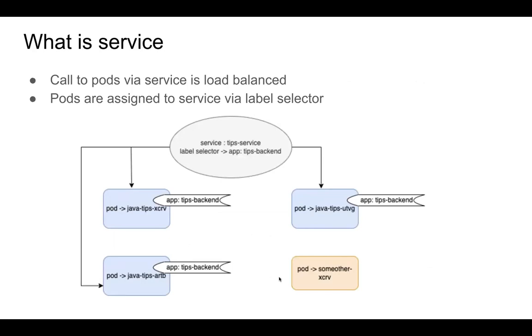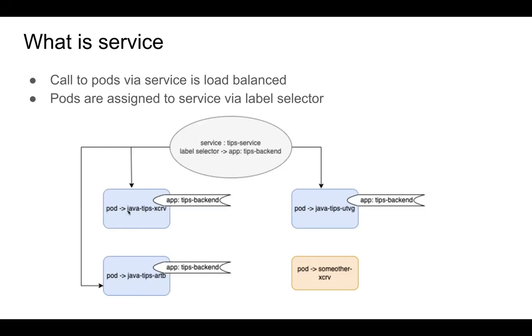So what is a service? Calls to pods via a service are load balanced. There are various flavors of service, and we'll discuss most of these flavors. But how are pods assigned to a service? Pods are assigned to a service via a label selector. We have covered how, when we create pods, each pod can have a label, and in this coming example also we'll see that.